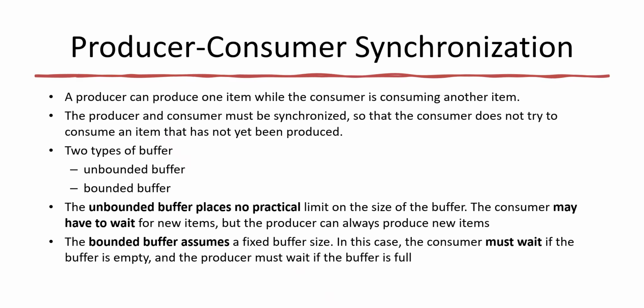There are two types of buffers. The first is an unbounded buffer. In an unbounded buffer, there is no practical limit on its size. The producer can continue producing items. The consumer may have to wait if there are no new items. The second type is a bounded buffer. Here, the buffer has a fixed size. If the buffer becomes full, the producer must wait. If the buffer becomes empty, the consumer must wait. This is the basic idea behind the bounded buffer producer-consumer problem.